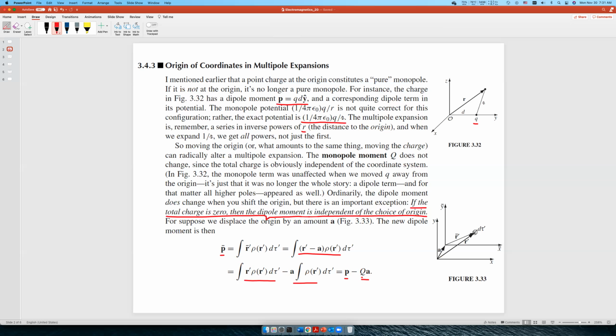So if Q is 0, then there's no difference. That means if the total charge of any charge distribution is 0, then the dipole moment is independent of your origin. So no matter which coordinate you choose, it doesn't matter, because the difference between the new and old dipole moments in different coordinates is Q a. So if Q is 0, then the difference is 0.